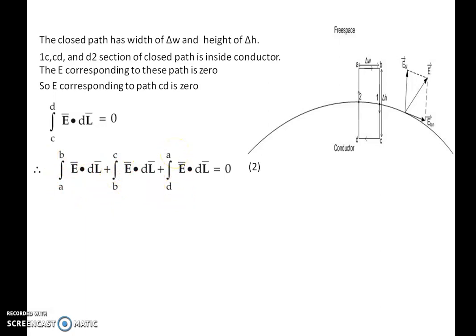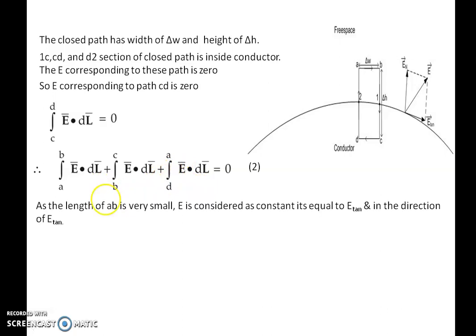Now we will find each term, that is A to B, B to C, and D to A, individually. Then we will add them, and we will obtain the component corresponding to this equation. So first I will take path A to B. If you observe here, the path A to B is parallel to the tangential component, and the field and the path are in the same direction. I can take the field in this path as equal to E tan.